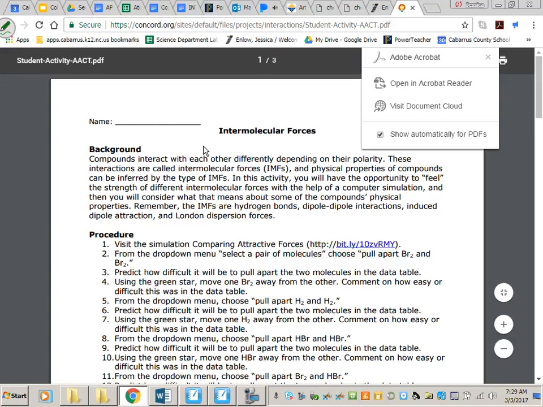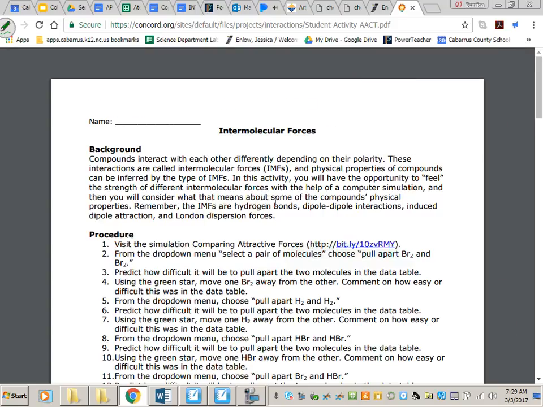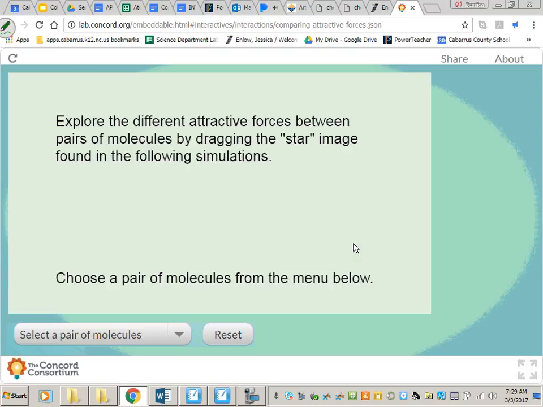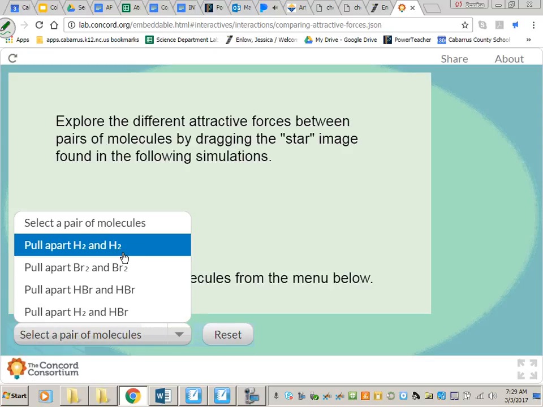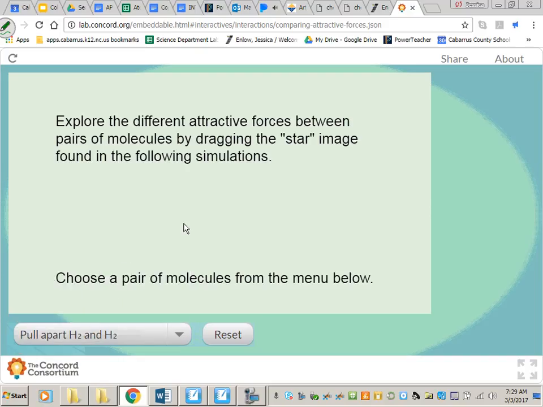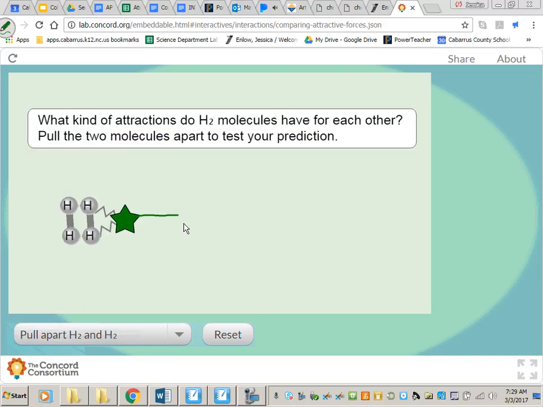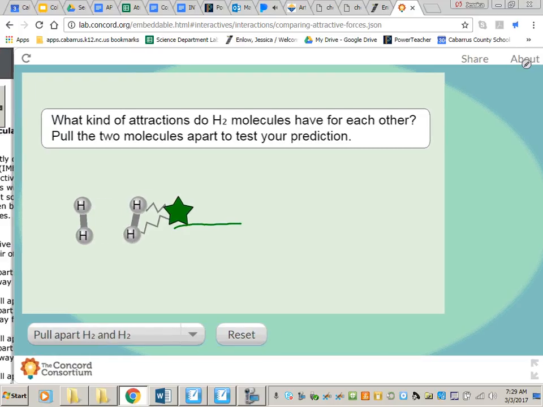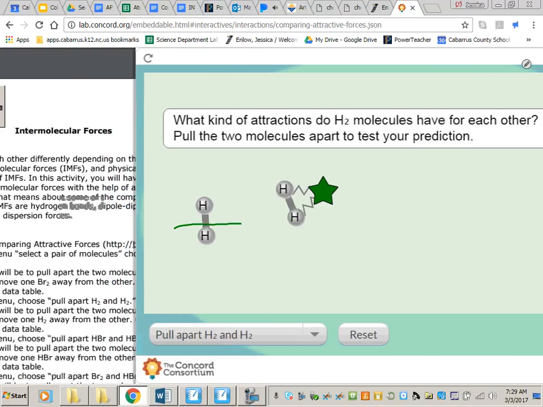And when you go to this link here, it has you go through attractive forces and how does it relate to boiling point. And as you go, it's going to say like drag molecules. So you'll select a pair as it describes in the simulation itself, and you'll drag this molecule as it says to.